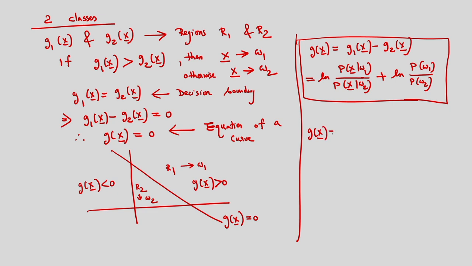Again, I am writing this equation: ln p(x|omega 1) divided by p(x|omega 2) plus ln probability of omega 1 divided by probability of omega 2. So this is the discriminant function for two classes. So up till now I have discussed this concept. One is the concept of the loss, and from the loss I have discussed the concept of the risk, and with the help of the risk we can take a classification decision.